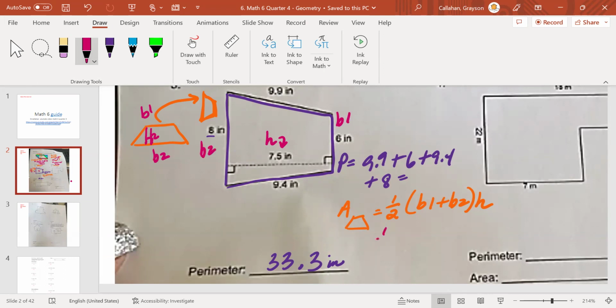Now let's plug this in. 1/2 (6 plus 8) times 7.5. Remember order of operations. What do you do first? 1/2 times 6? No, what do you do first? Parenthesis first. What's in the parenthesis? PEMDAS, remember? Add those together, what is it?